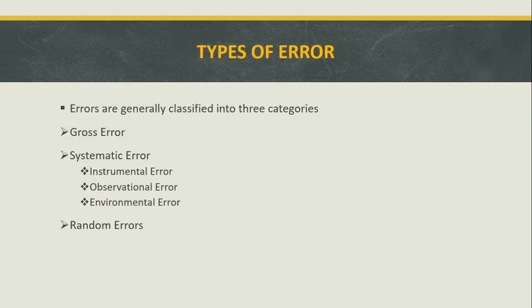Then the different types of errors. Normally the errors are classified into three categories: gross error, systematic error, and random error. In systematic error, there are three types of errors: instrumental error, observational error, and environmental error.